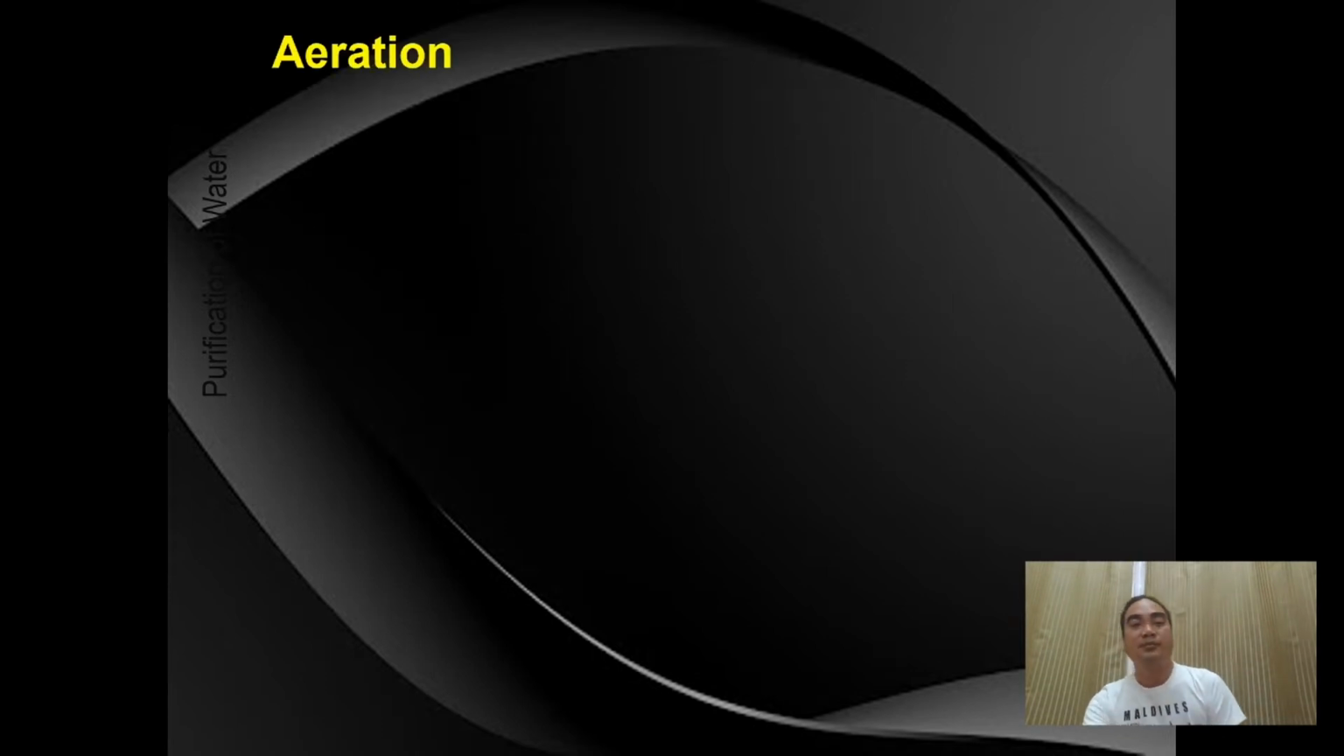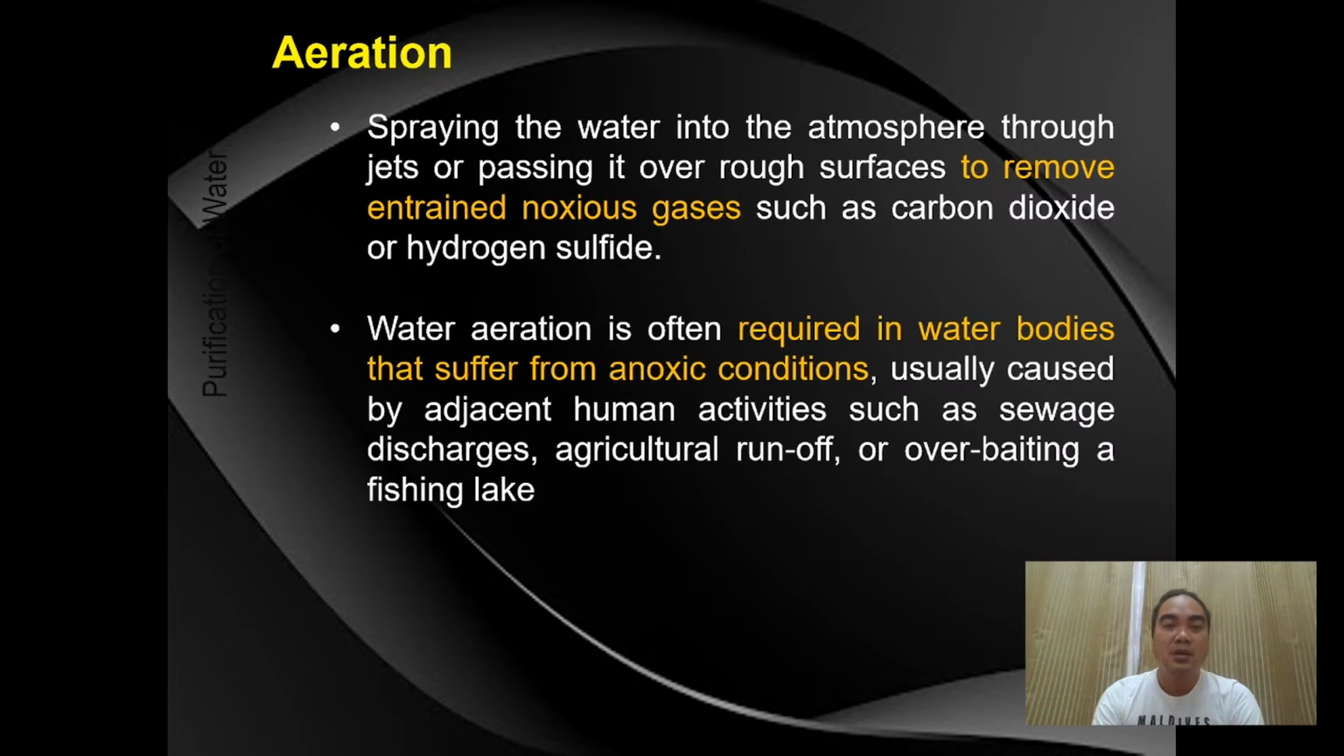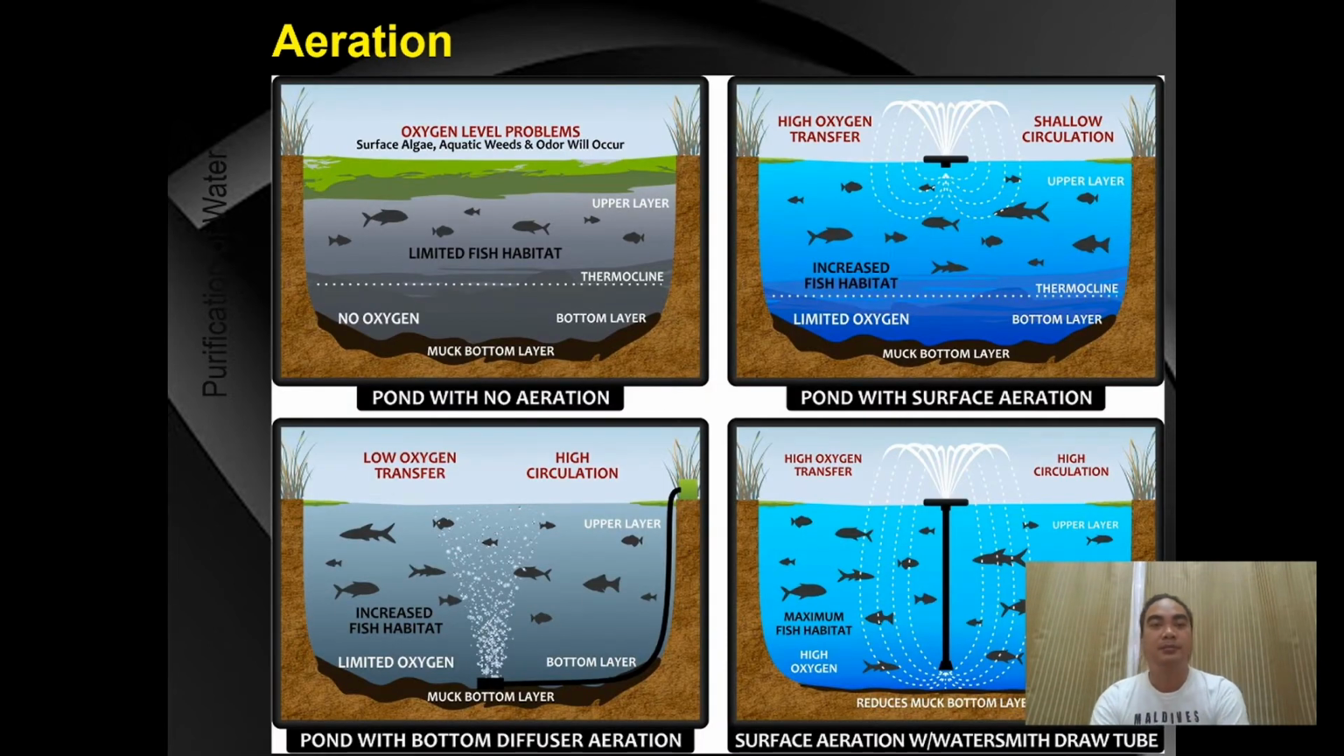So aeration is the spraying of water into the atmosphere through jets or passing it over a rough surface to remove extreme noxious gases such as carbon dioxide or hydrogen sulfide. Water aeration is often required in water bodies that suffer from anoxic condition, usually caused by adjacent human activities such as sewage discharge, agricultural runoff, or other sources. So this is aeration. So, an oxygen level problem.